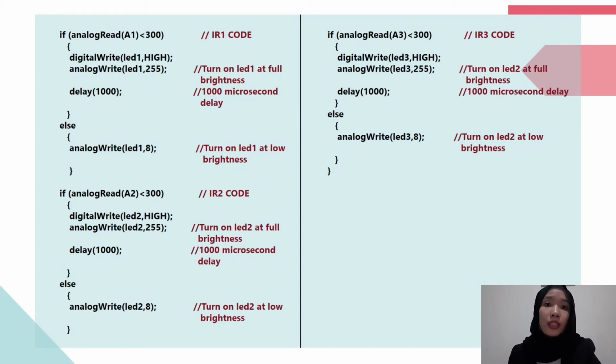For the other 2 if statements, it is all the same except for the IR and LED that are involved. Just like the first, where LED1 is dependent on IR1, the second if-else is for LED2 that is dependent on IR2, and the third one is LED3 that is dependent on IR3. And that is all for the very first if statement.